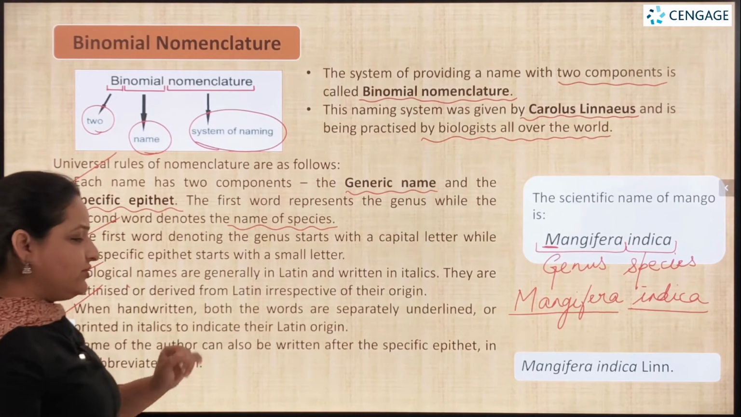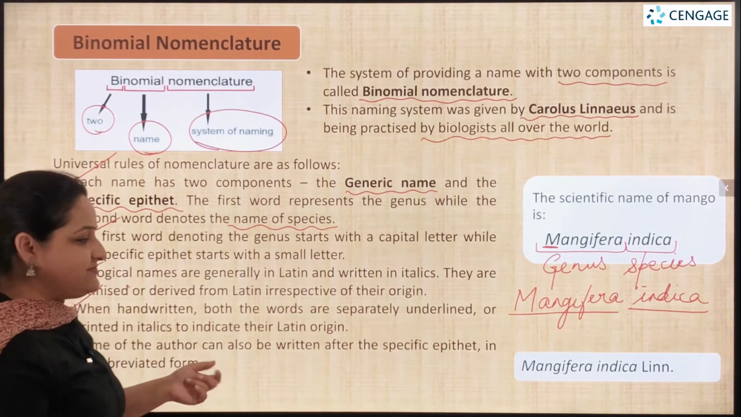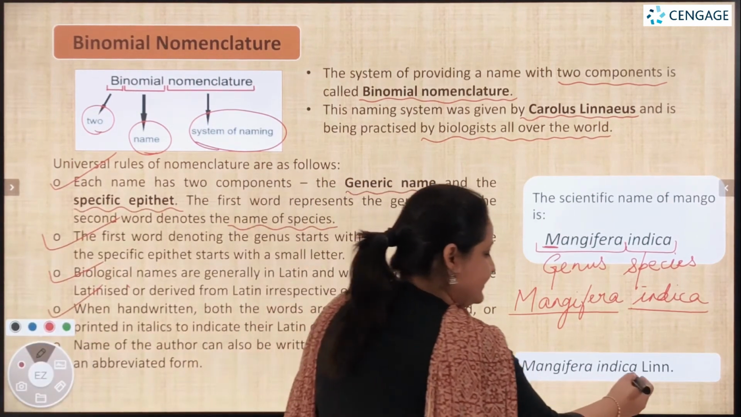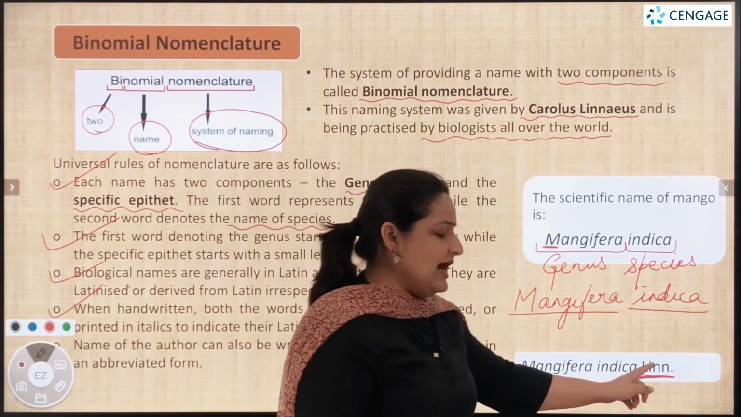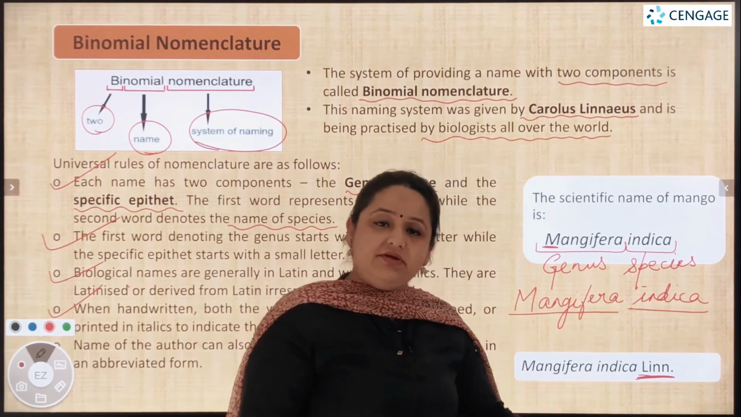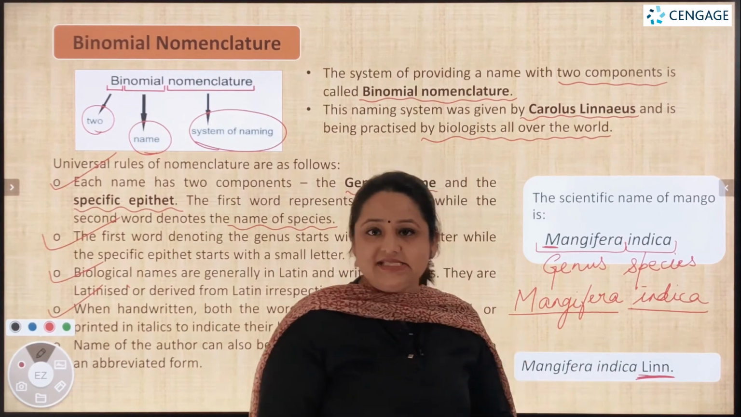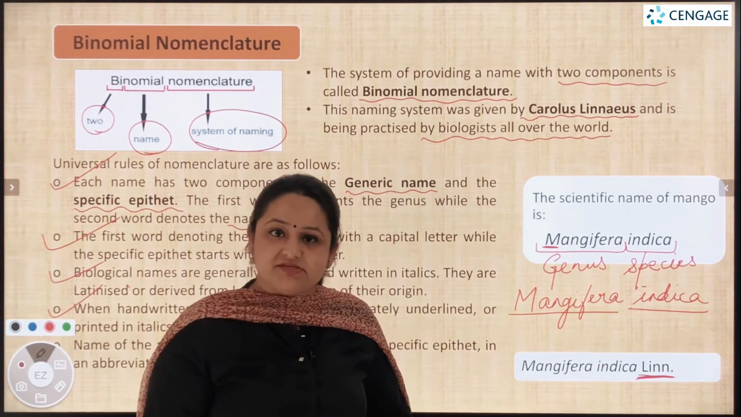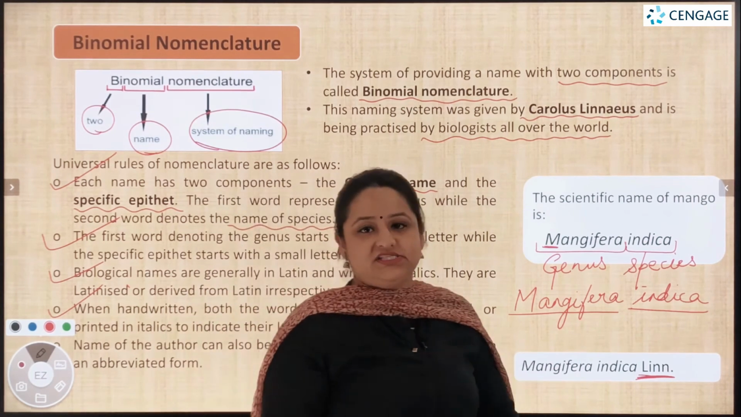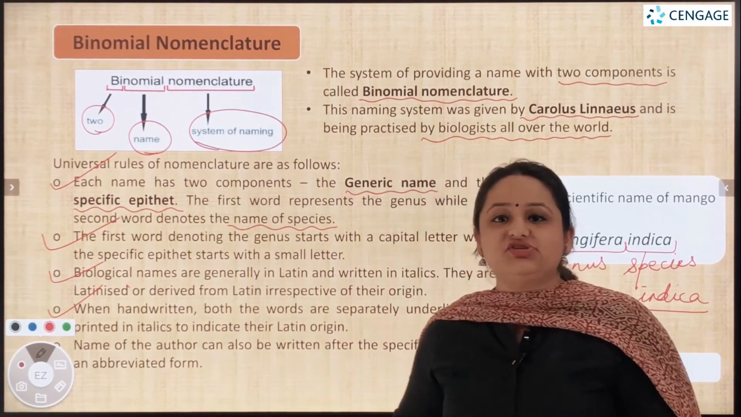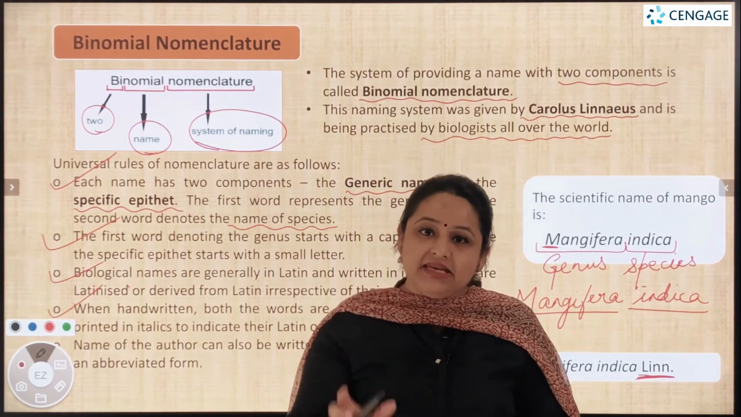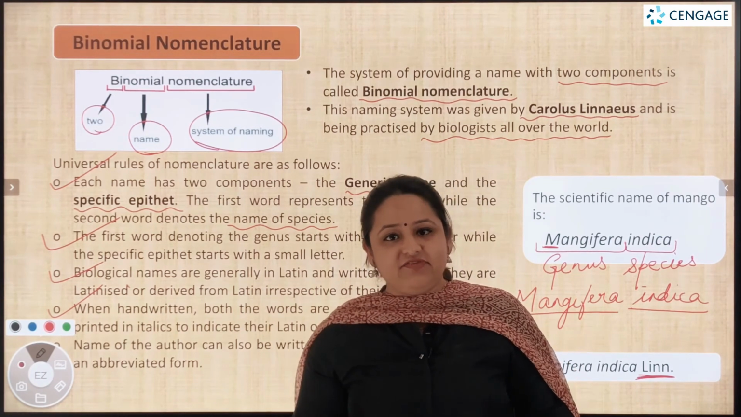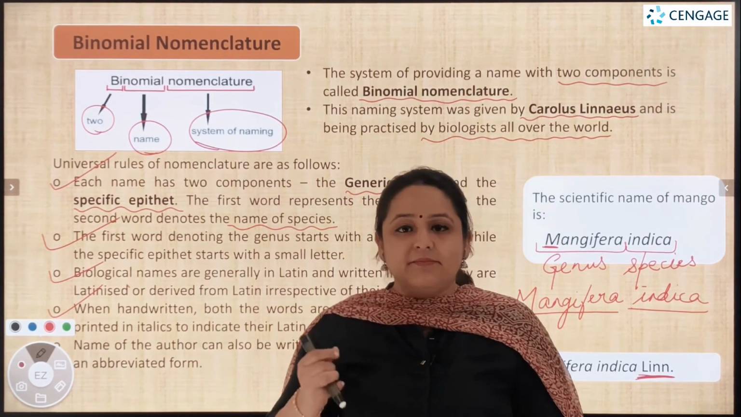Last, the name of the author can also be written after the specific epithet, like this, Linnaeus. The short form of the name, Linn. dot, can be written after this name. This indicates that Linnaeus was the very first person to describe this particular species. So these are various rules which we use to name an organism, and the name that we give is known as the scientific name, or the biological name of that organism.